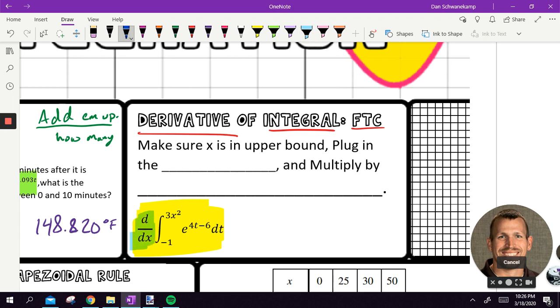And so it is equivalent to squaring a square root. Well, if I square a square root, those two things are going to cancel. If I take the derivative of an integral, they're going to cancel, kind of. Make sure x is in the upper bound. That was a key. We're going to plug in that upper bound and then multiply by the derivative of the upper bound.